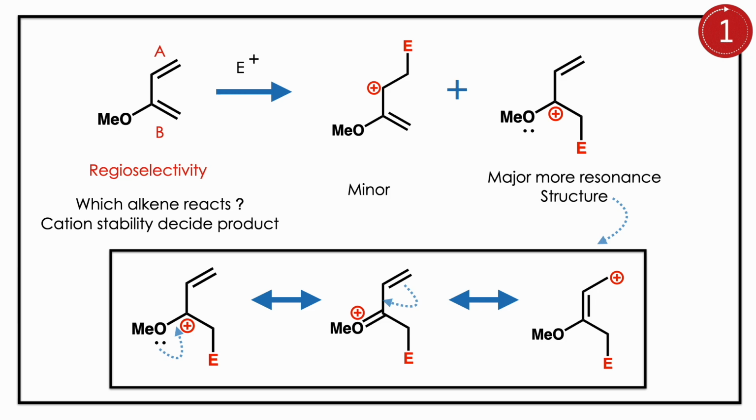Here, cation stability dictates the final product. If E attacks the first alkene, it forms a secondary cation, which doesn't have extra stability. But if it attacks the second alkene, which is B, it has extra stability because of the mesomeric effect: the methoxide can donate electrons and stabilize the cation. So it has an extra resonance structure, extra stability. So the regioselectivity is achieved here through the cation stability with the help of the mesomeric effect of the methoxide.